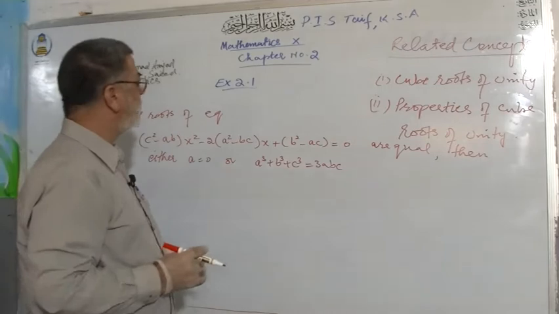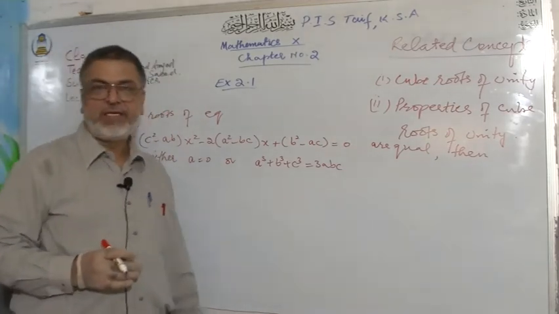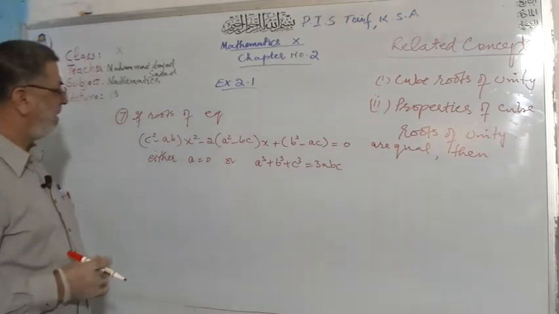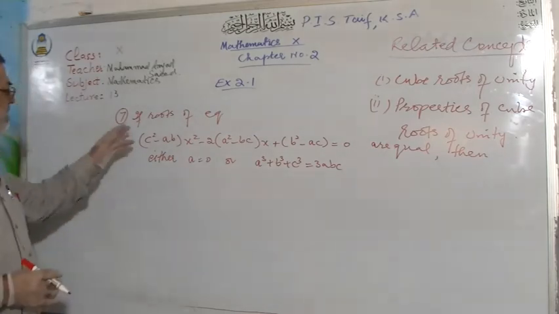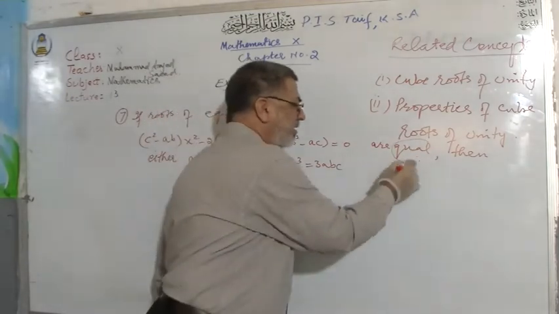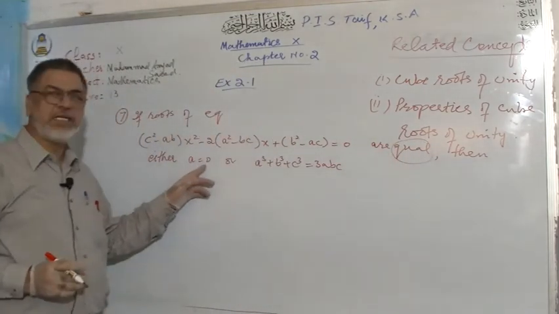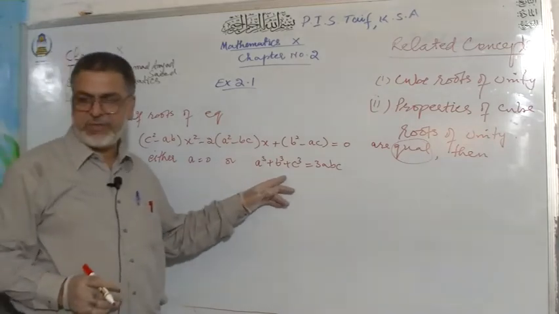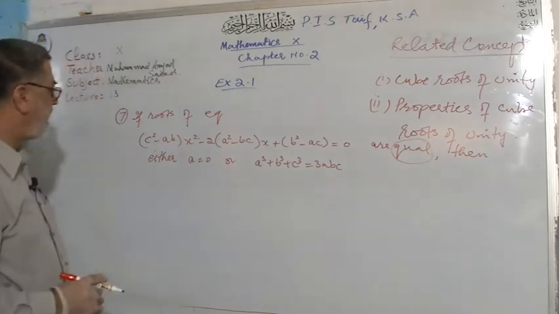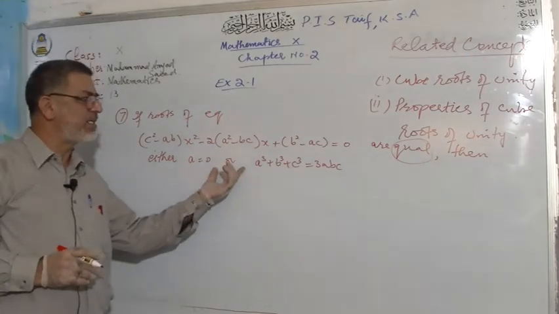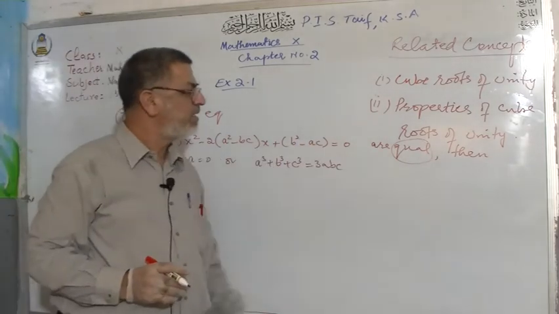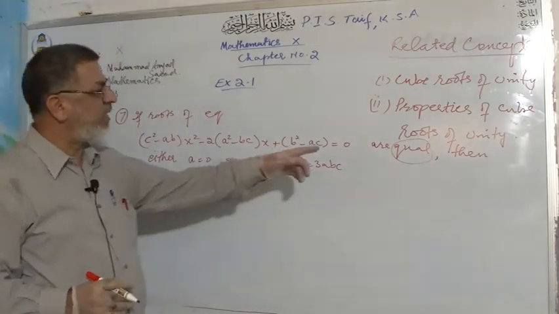Today we are going to continue our exercise 2.1 and our lecture number 30, 10th class mathematics. And you know that this is the question: if roots of equation are equal, then either a is equal to 0 or a cube plus b cube plus c cube is equal to 3abc. Actually, we have to prove that these are the two answers. And if this equation has equal roots, then the disc will be equal to 0.